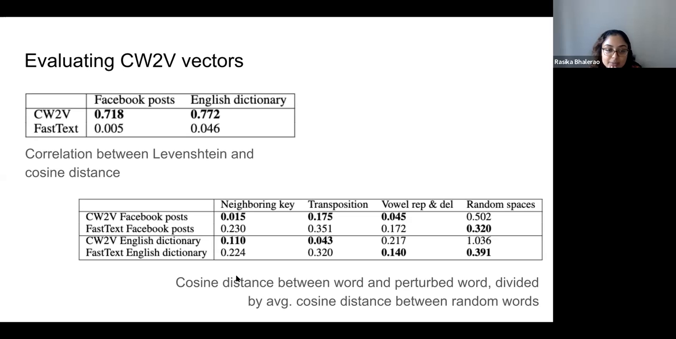You can see that we again have FastText as a baseline, and we also did this using Facebook posts and also using the English dictionary. Bolded means that the number is smaller in this case. And so you can see when our method is affected less by perturbation and when FastText is affected less by perturbation.